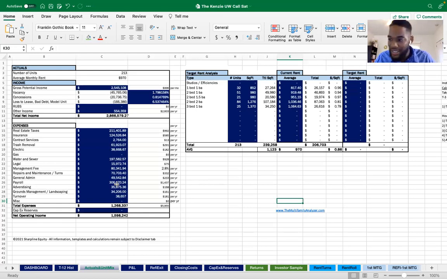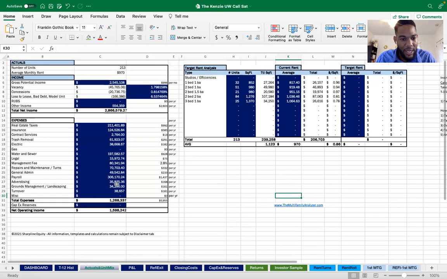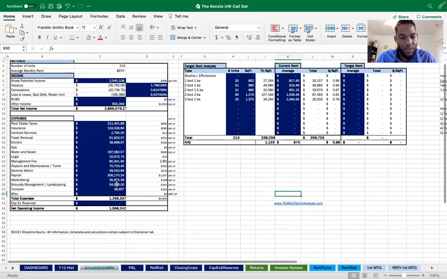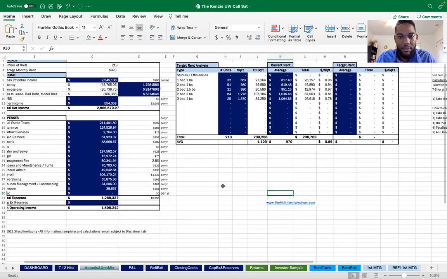Okay, all right. So guys, I think that's it for the T12 income here. So let's go ahead and hop over to the OM. Let's do that.